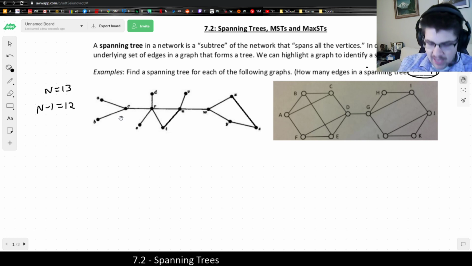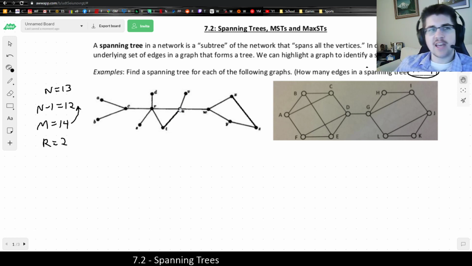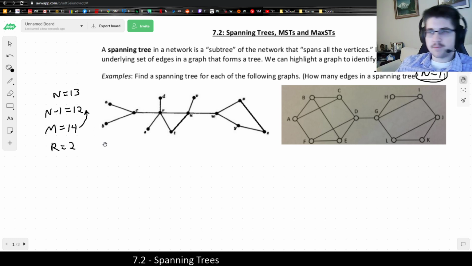If we count the actual number of edges, which we use m to describe, at least the book does, that would be 1, 2, 3, 4, 5, 6, 7, 8, 9, 10, 11, 12, 13, 14. So our redundancy here is 2. Remember, to check the redundancy, just take the difference between how many edges it actually has versus how many it should have, or m minus n-1. That tells us how many edges too many we have. We can also see that because there were two distinct circuits in this graph, and each one of those is not allowed.